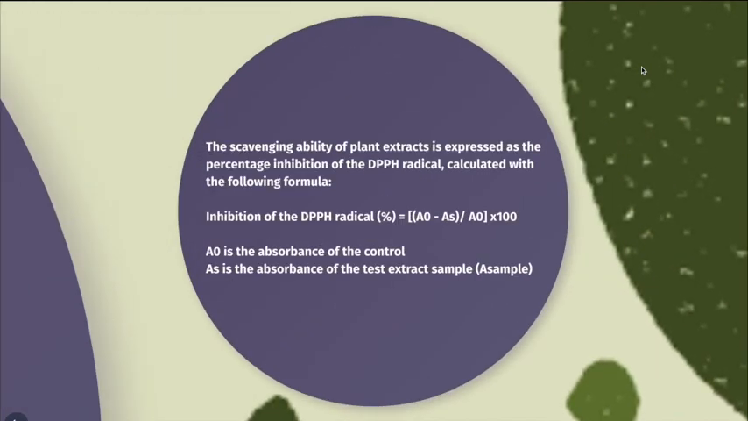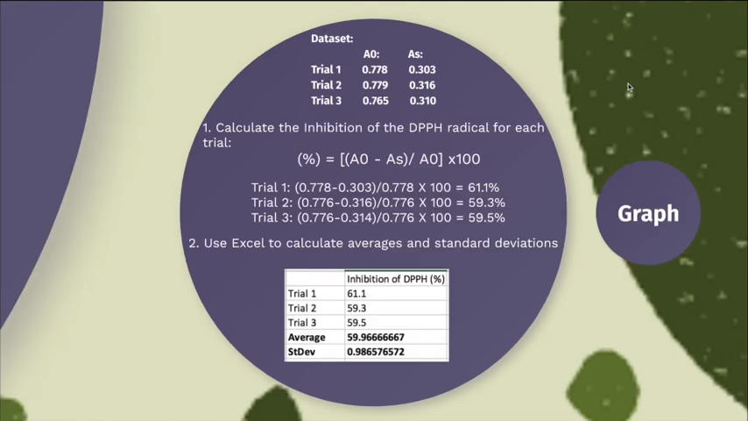So how do we analyze our data? We express the results as the percentage of free radicals that have been neutralized using a simple formula shown here. The percent inhibition of the DPPH radical is equal to the absorbance of the control minus the absorbance of the sample, divided by the absorbance of the control, times 100.